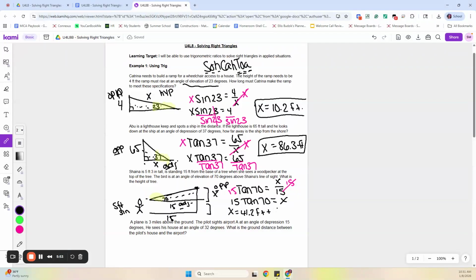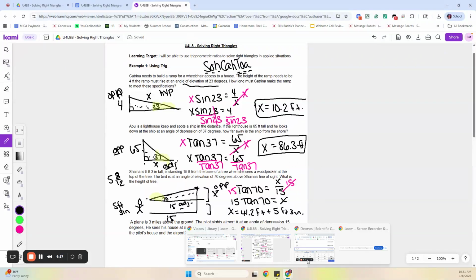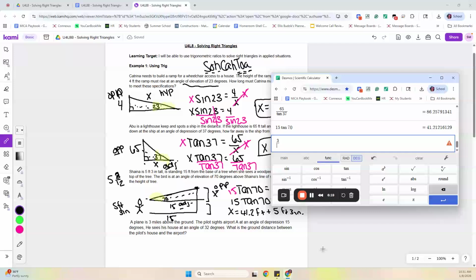And I still have to add the 5 feet 3 inches. So if I add 5 feet 3 inches to that, you can convert the inches into feet too. There's 12 inches in a foot. So that's going to be 5 and 3/12. And if you're not sure what 3/12 is, 3 divided by 12 is 0.25. So 5.25 is what we got.